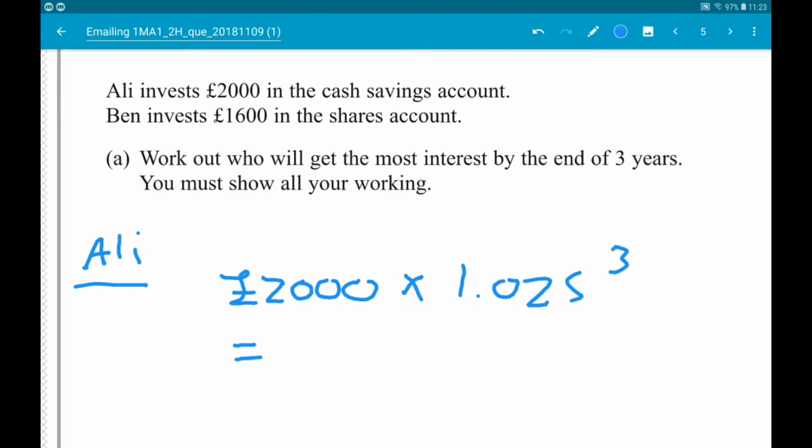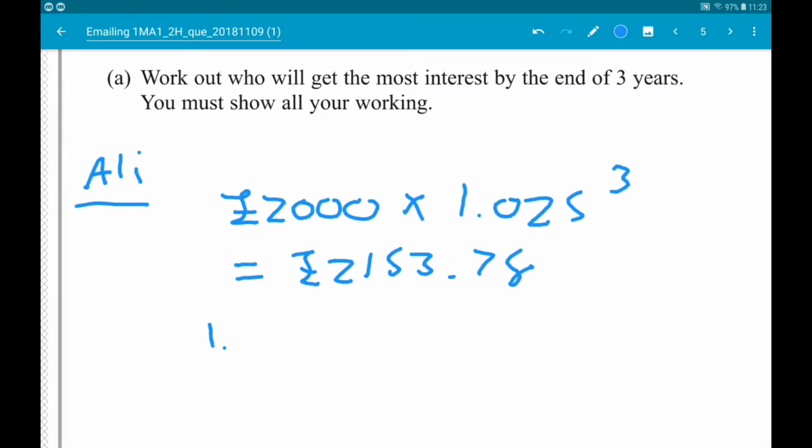So that is going to give Ellie £2,153 and 78p, which means that her interest is £153.78.